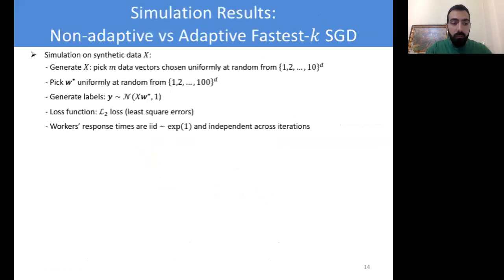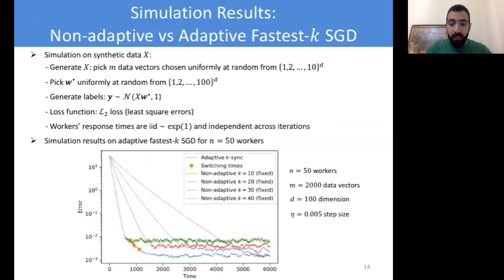Here, I will show you some simulation results quickly. We have implemented this algorithm. The loss function that we use here is the L2, and the response times of the workers are modeled as IID exponential with rate 1. We consider a setting with 50 workers where the data set consists of 2000 data vectors of dimension 10, and we used a fixed step size.